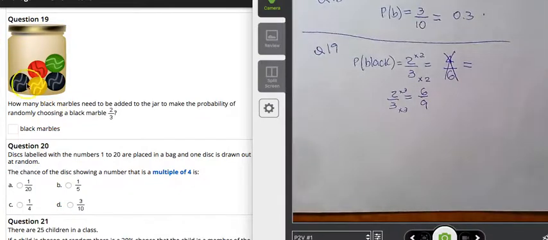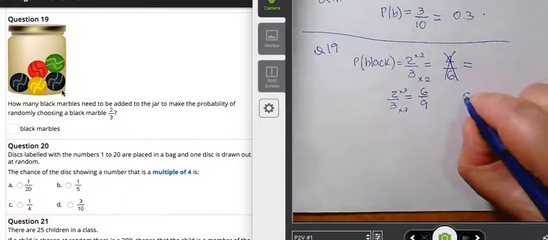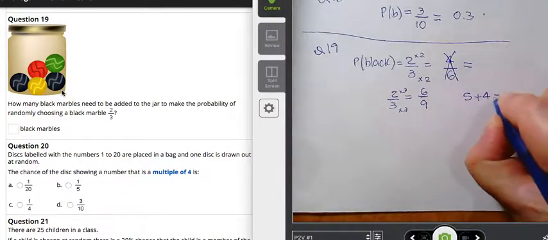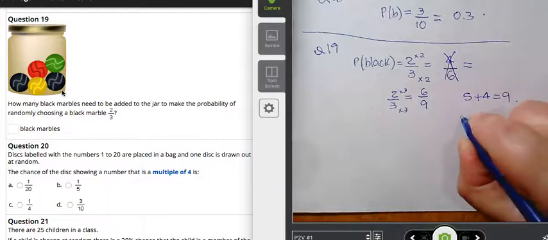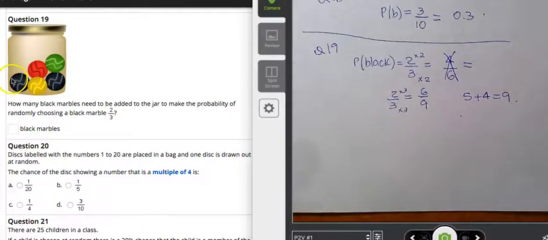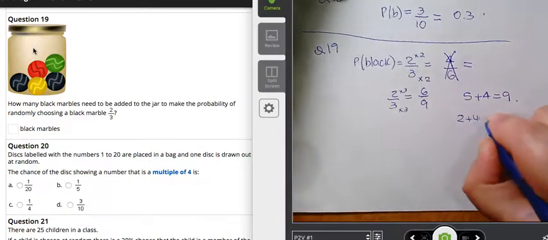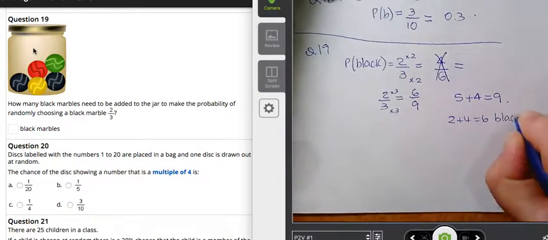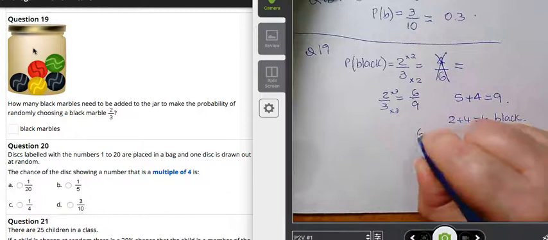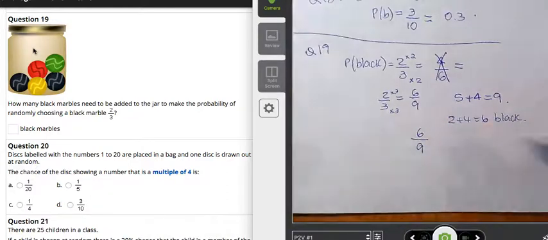At the moment there are 1, 2, 3, 4, 5 marbles in the jar. So we've got 5 marbles. We'd have to add 4 more black to give me 9. So that means we've got 2 black, and if we add another 4 black, 2 plus 4 is 6 black out of a total of 9. So 6 black out of 9.